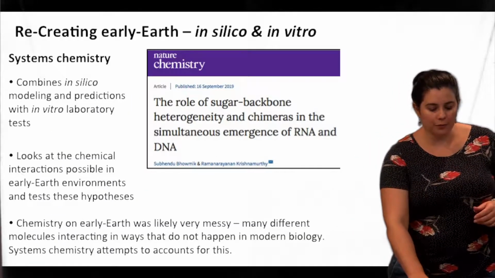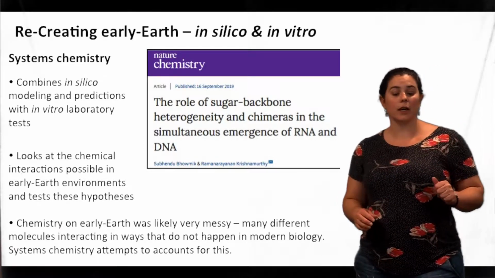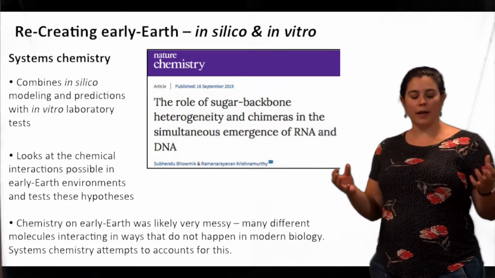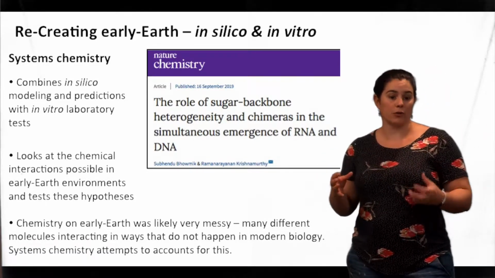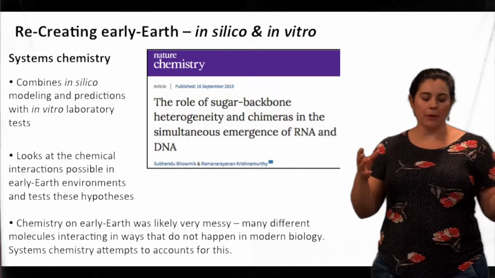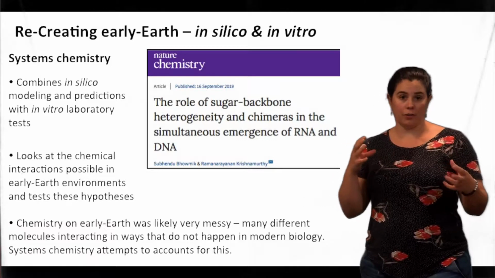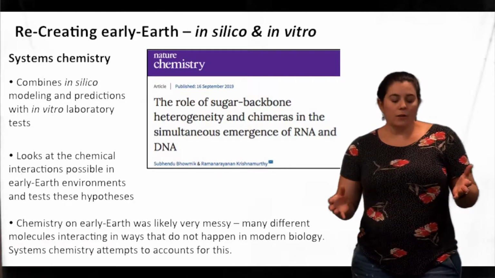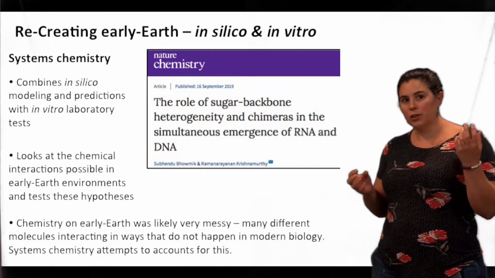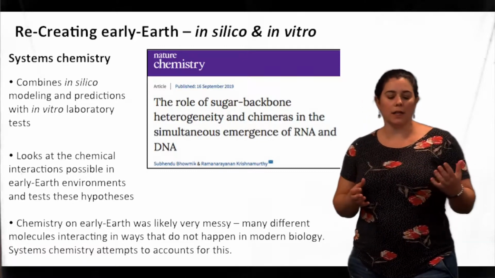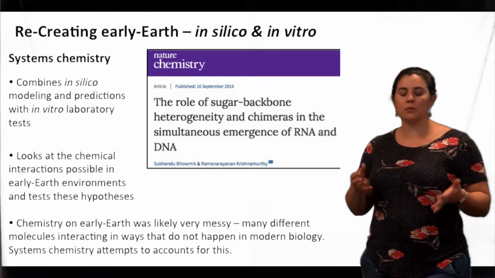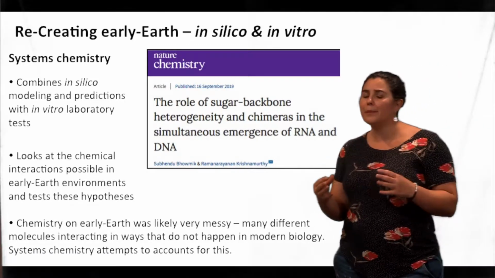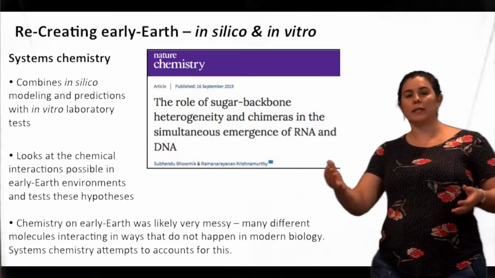So an example of recreating early Earth in silico as well as in vitro is the systems chemistry approach. And this combines in silico modeling and predictions with the in vitro laboratory testing. And it looks at the chemical interactions that were possible in the early Earth environment, and then tests some of these hypotheses that are generated. And really, the more we learn about what was likely the environment on early Earth, it was pretty messy. There were many different molecules interacting in ways that don't necessarily happen in modern biology. And systems chemistry really attempts to account for this.